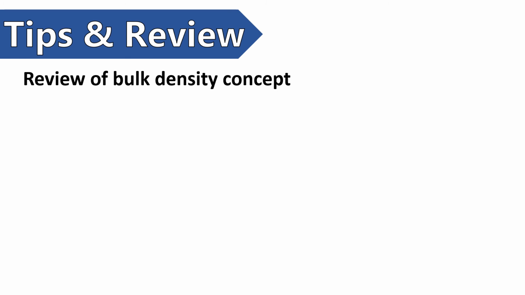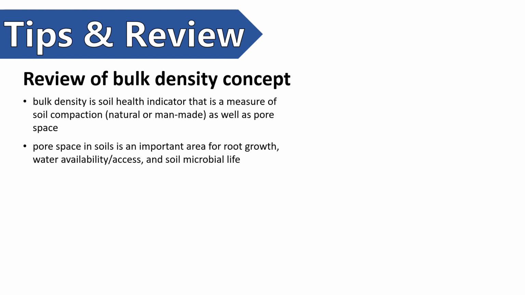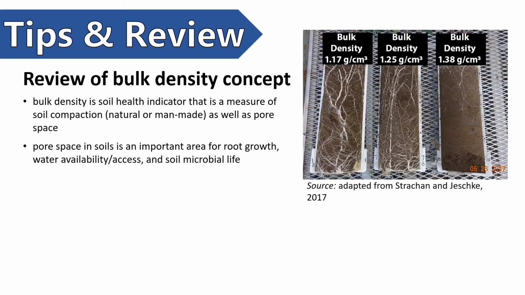This slide is just to review some of the bulk density concepts we discussed earlier, as well as overview the tips that I mentioned during the protocol description. So remember that bulk density is an important soil health indicator that is a measure of soil compaction as well as pore space. And that pore space in soils is an important area for root growth, water availability and access, as well as soil microbial life. In this image, 2 maize plants are grown in different bulk densities in soil. You can see the limitation of root growth in the higher bulk densities.